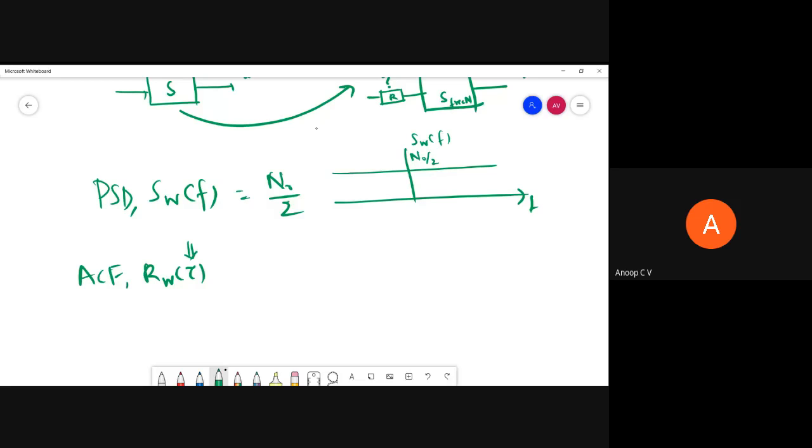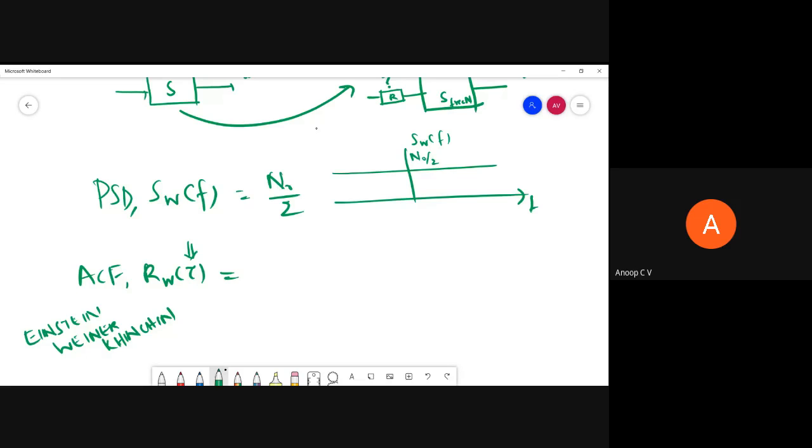This autocorrelation function will tell you how two different samples of the same signal are related. If they are completely matched, then the autocorrelation function will be maximum. If they are completely uncorrelated, the autocorrelation function will be minimum. So this is R_W of tau. Why? It's a property of the Fourier transform, which we call the Wiener-Khinchin theorem.